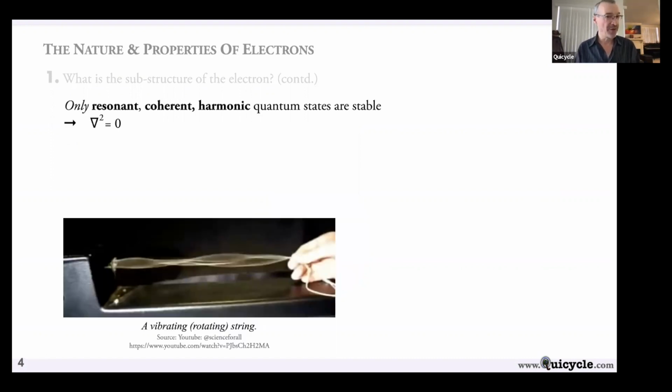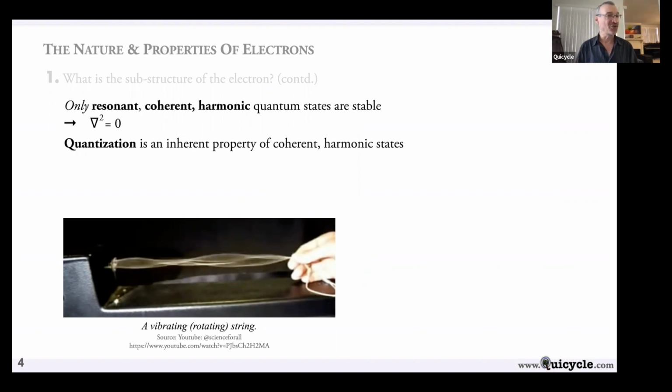So let's delve a little further now. Quantum states can only be stable if they are resonant, coherent, and harmonic. They have to satisfy the del squared is equal to 0 condition, because they always return back to the starting point in this circulatory mathematics.